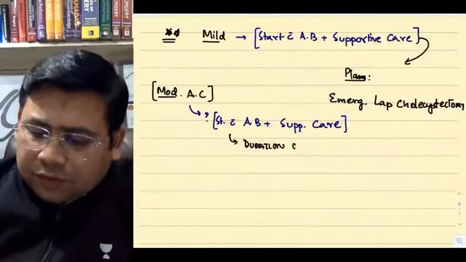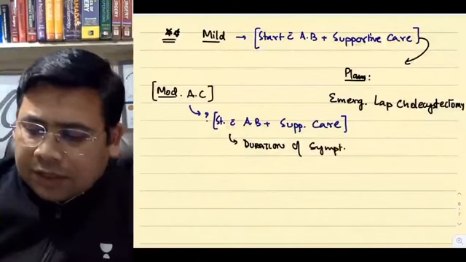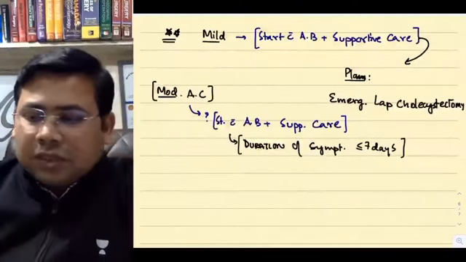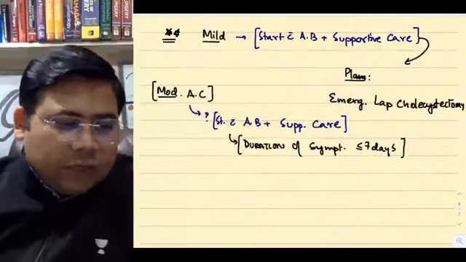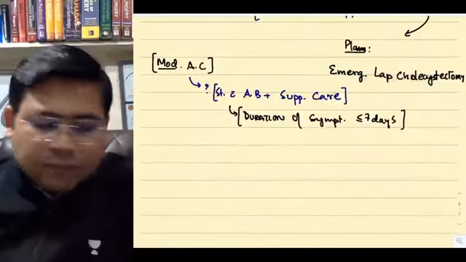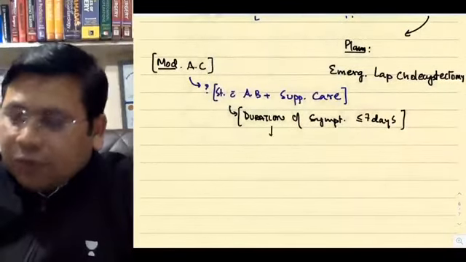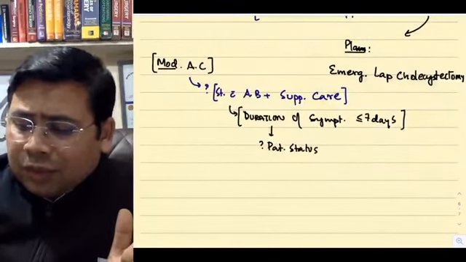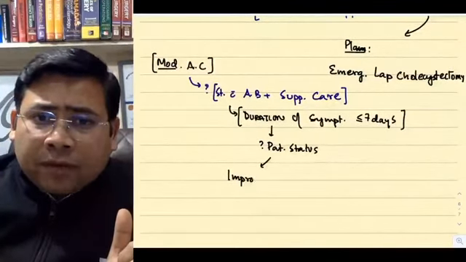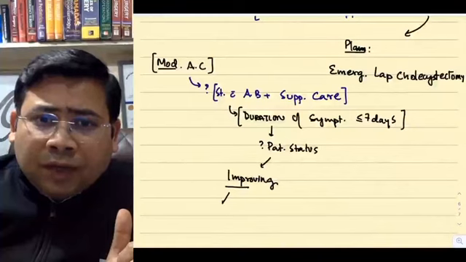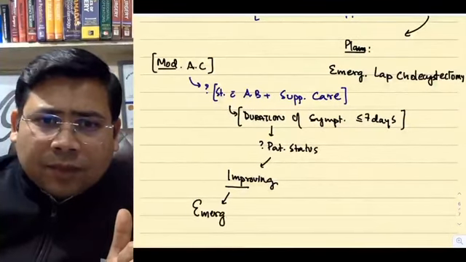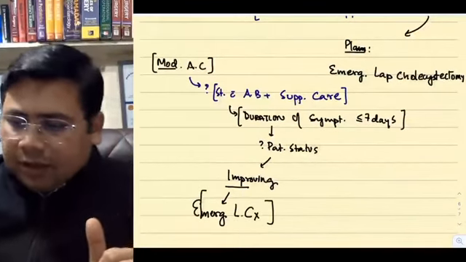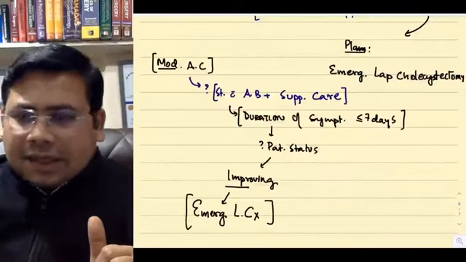If the duration of symptoms is less than or equal to 7 days, you need to see the patient status. You need to see whether it is improving. If it is improving, you need to go for emergency lap cholecystectomy. Is this clear or no?